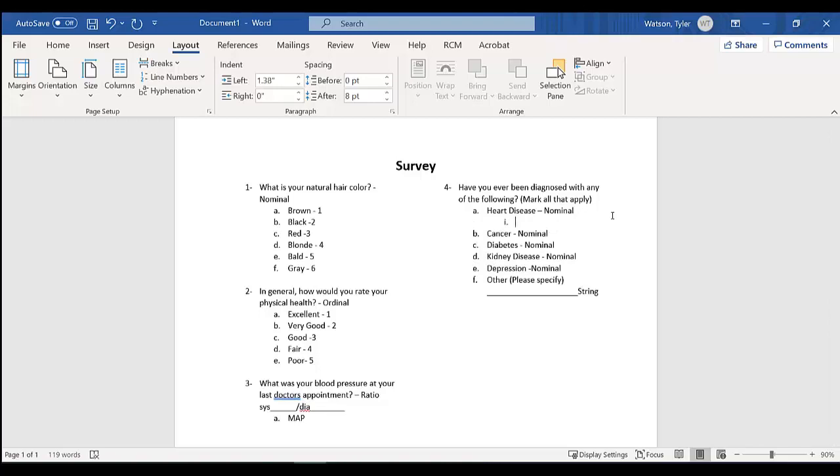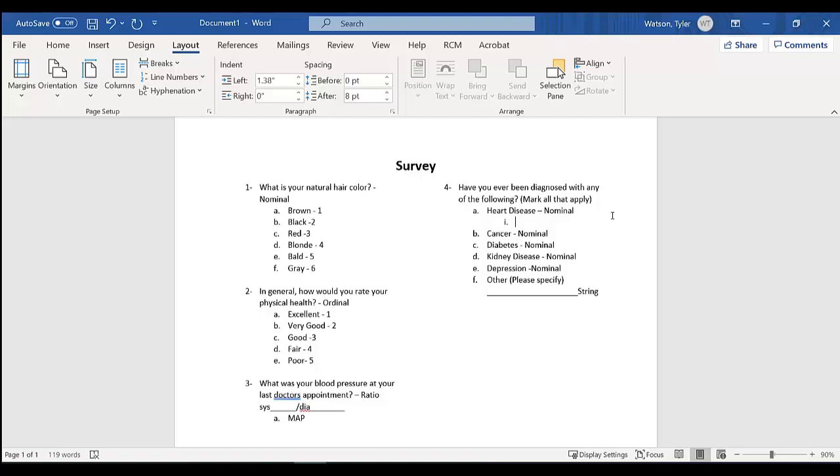I always like to put no as 0 and yes as 1. The reason is that if they mark multiples, we can have the computer tally up how many different diseases this person might have by their yes answers equaling 1. If we make yes 1 and no 2, or no 2 and yes 1, then we can't do that.